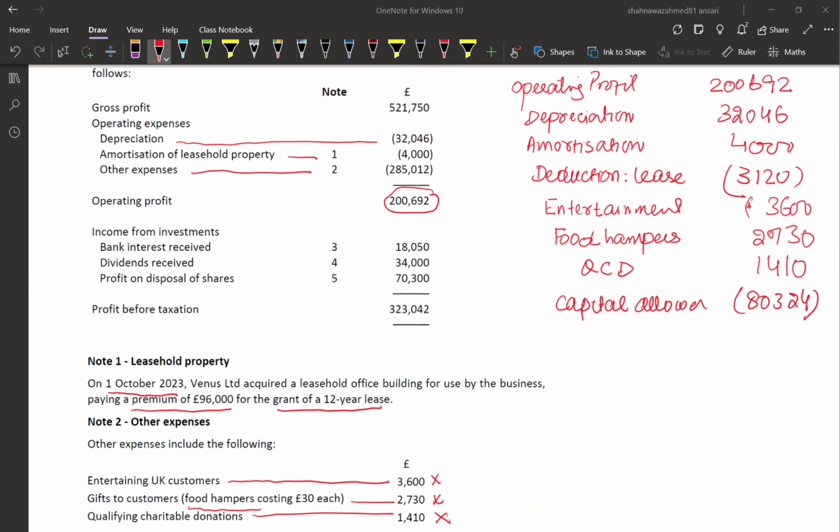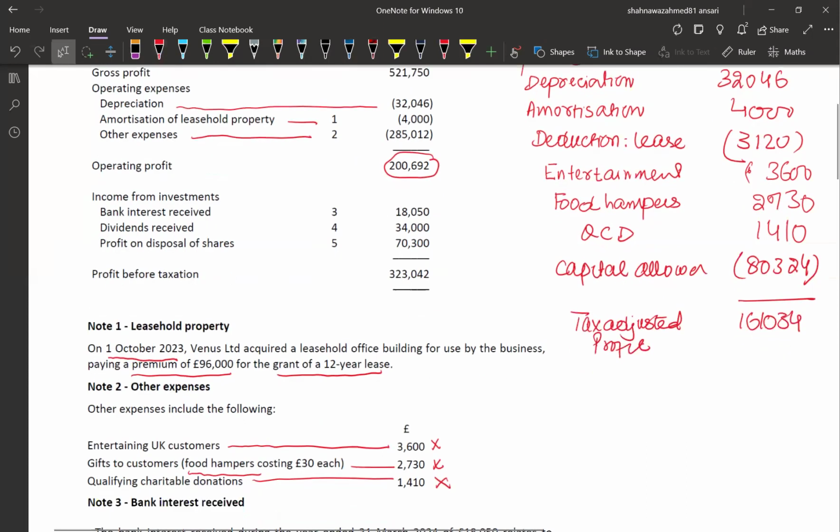Starting from operating profit, then we have added few items. So it's 161034. This is my tax adjusted profit. Now, other income, other source of income. So we have income from investment, bank interest received. We have dividend received. Dividend is an exempt income. So as far as dividend is concerned, it is zero.